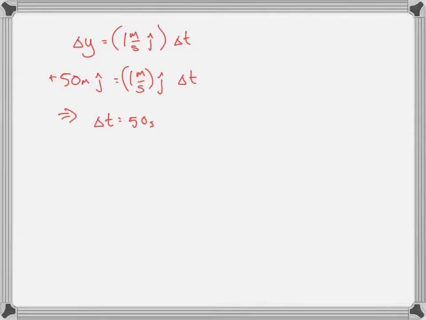Time is not a vector, right? It's a scalar that is multiplying the 1 meter per second. So the time is a scalar that multiplies the 1 meter per second in the j direction to give 50 meters in the j direction. So this works out. It's a scalar multiplying a vector to give a vector. So you get delta t equals 50 seconds.